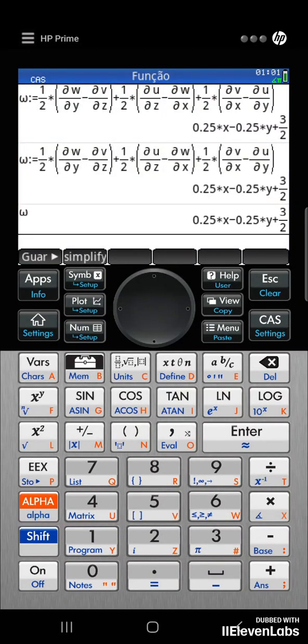Hello. In this video, I'm going to teach you how to differentiate an integral on the HP Prime calculator. Yes, that's right, how to differentiate an integral. So, I'm going to open my expression here, and during your engineering course, you might encounter an expression similar to this one, a derivative of an integral.